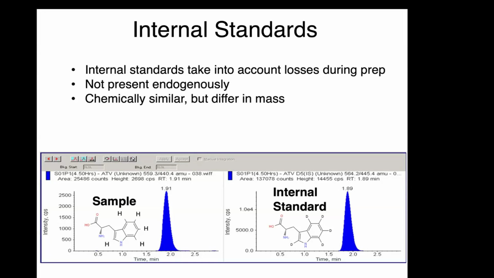In this case, you want to find something that's chemically as similar as possible, so it behaves as closely as possible to the compound that you're measuring, but differs in mass. This will take into account not only matrix effects during the extraction procedure, but also ion suppression when a lot of other compounds are being sprayed in the spray chamber at the same time, which is common when analyzing complex mixtures. So that's a brief summary of triple quadrupole work.